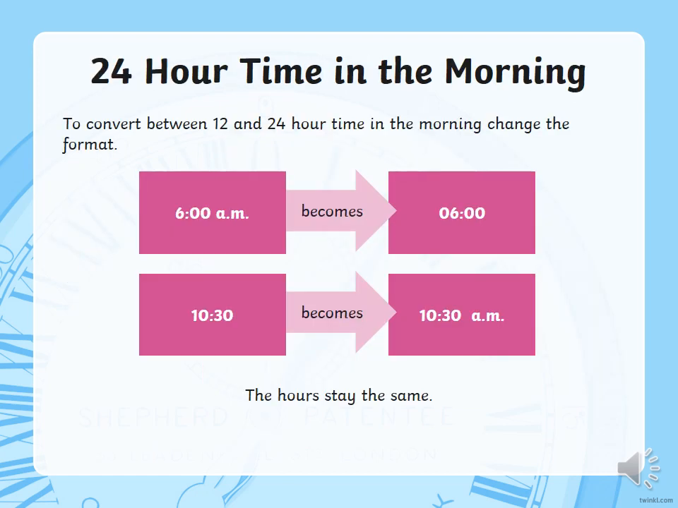Okay, so 24-hour time in the morning. To convert between 12 and 24-hour time in the morning, change the format. So 6 a.m. becomes 0600, and then 10:30 becomes 10:30 a.m. Remember, we need to add the AM and PM if you're going to use the 12-hour clock, or if you're going to refer to AM or PM. The hour stays the same.